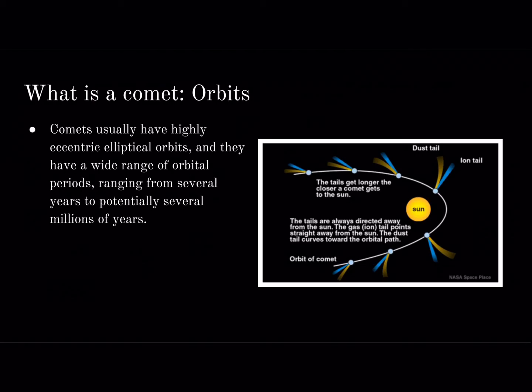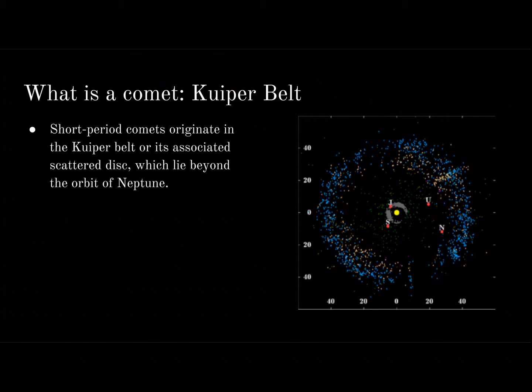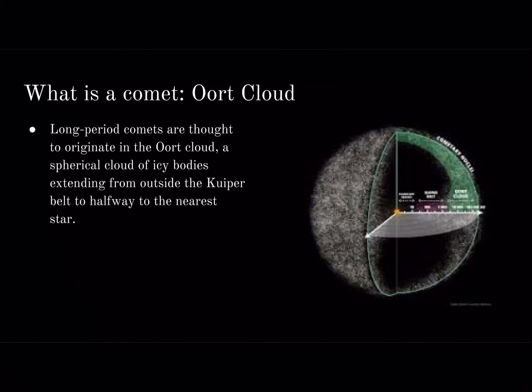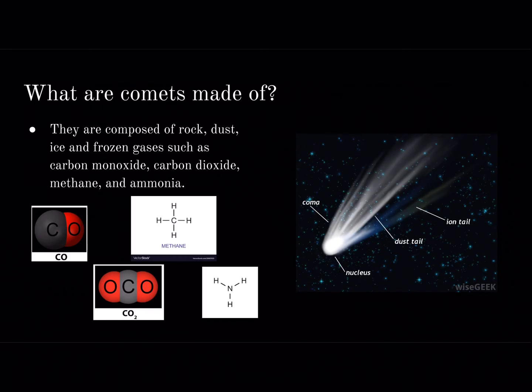Comets usually have highly eccentric elliptical orbits, and they have a wide range of orbital periods, ranging from several years to potentially several millions of years. Short-period comets originate in the Kuiper Belt or associated scattered disk, which lie beyond the orbit of Neptune. Long-period comets are thought to originate in the Oort cloud, a spherical cloud of icy bodies extending from the outside of the Kuiper Belt to halfway to the nearest star. They are composed of organic compounds, rock, dust, ice, and frozen gases. Sometimes called dirty snowballs, recent studies have shown that the ice of a comet is covered by a crust.